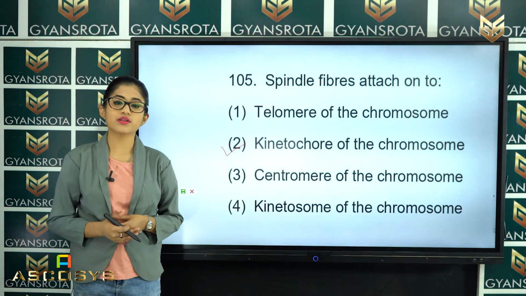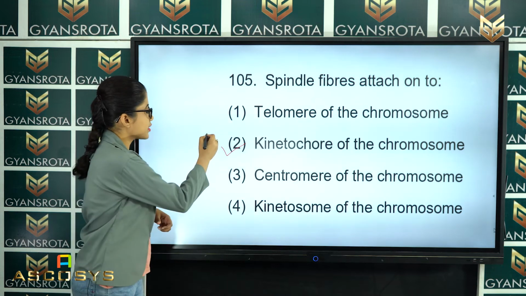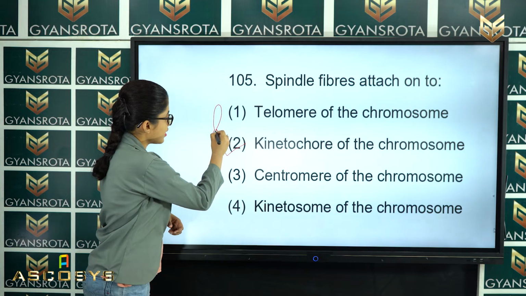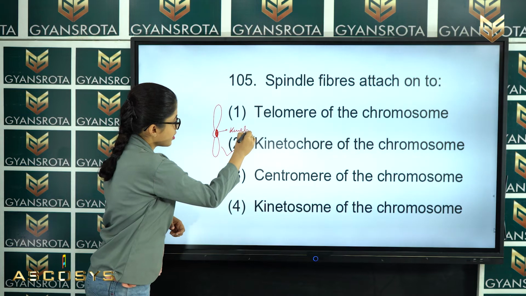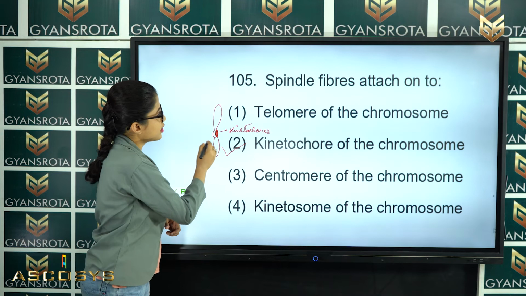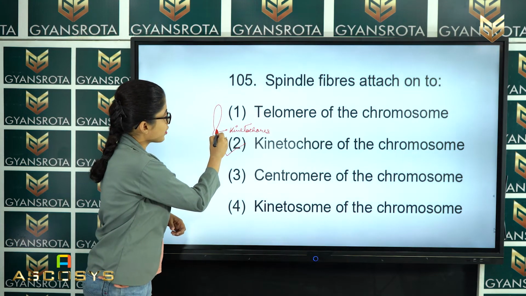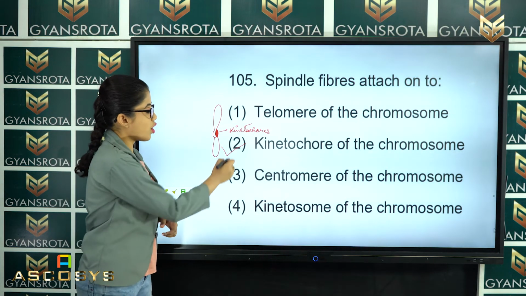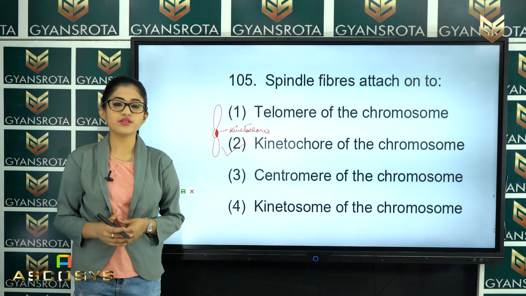There we have discussed about the chromosomes and the components which are found in the chromosomes, that we have discussed like this. So that is the chromosome, and here at this portion the kinetochores are present, right? Kinetochores are present, and these kinetochores are the positions or are the part of the chromosomes where the spindle fibers are attached. So option number 2 is the correct answer of this question. Alright, now let's move on to the next question.